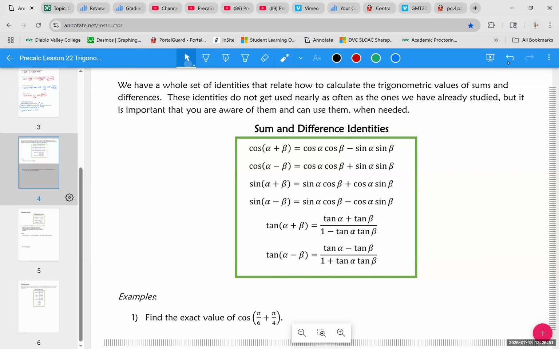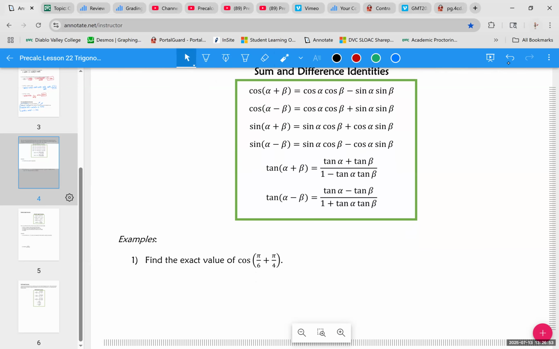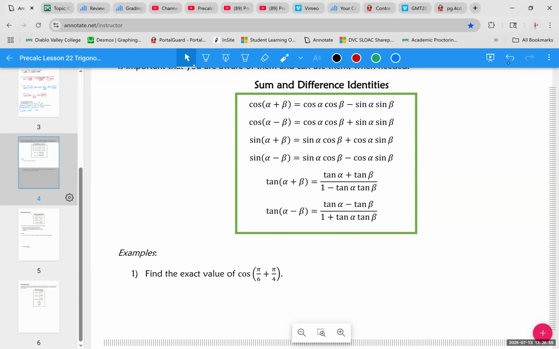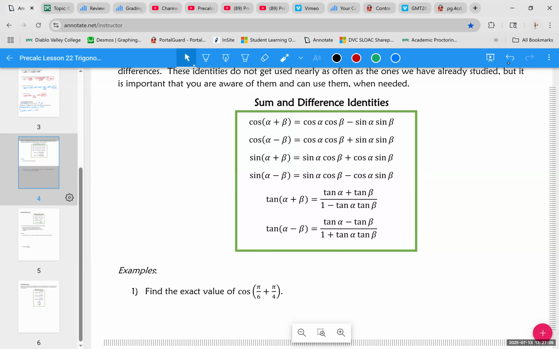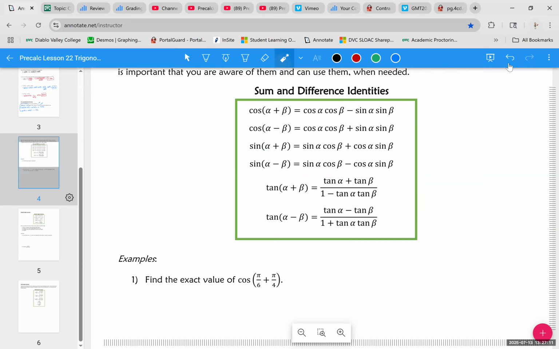Okay, so I'm going to go through some examples of using them. One of the reasons it's nice to use these is that it makes you practice finding values of trig functions. That's the best reason that I include them in this lesson. So for example, the first question says find the exact value. That means don't just plug it into your calculator and get a decimal. Find exactly what this cosine of this sum equals.